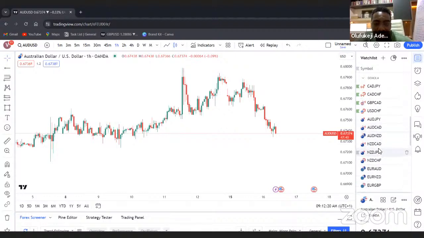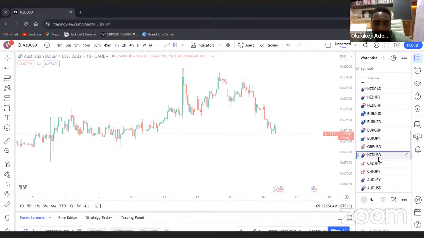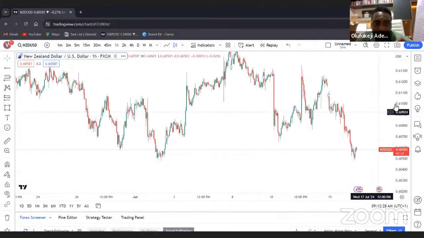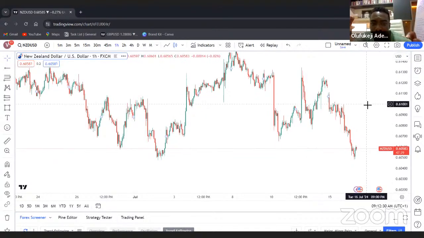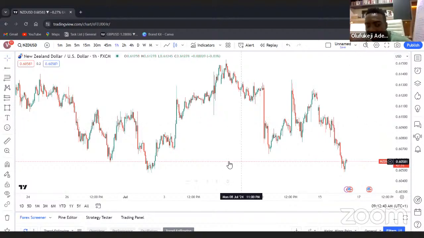NZD USD. You can quickly see NZD USD. Do you see what NZD USD has done? Please let it be the same zoom ratio. That's what will make it very clear. The same aspect ratio, so we'll see it very clearly. NZD USD has broken structure to the downside, and is now at a very crucial level. If it breaks that level, it's going to form lower lows. Now let's see Euro USD.